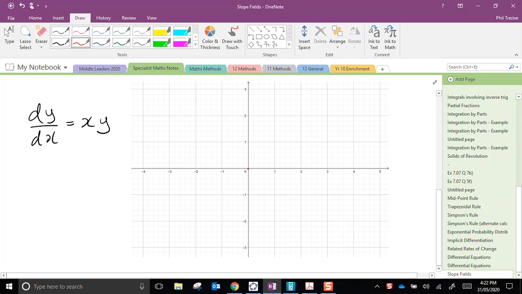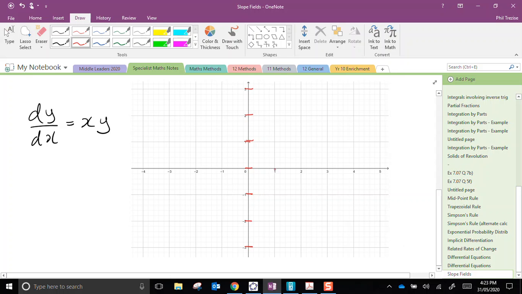So x and y are both 0. 0 times 0 means I have a gradient of 0. Let's go up to point (0, 1). Again, 0 times 1, 0. It's literally just the product of the x and the y coordinate at each point. Again, 0 times 2, 0 times 3. So it looks like we've got 0 gradients everywhere up and down the y-axis.